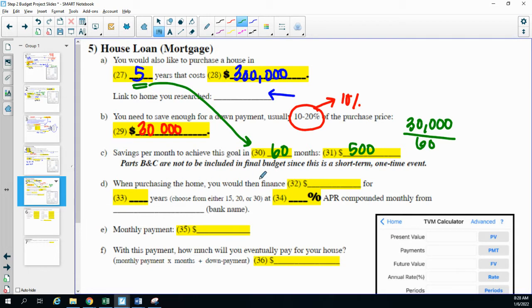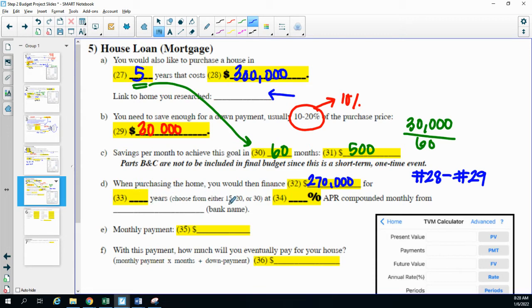So then when you go to actually purchase your home, how much are you going to finance for your loan? This is going to be the cost of your house, which is in number 28, minus your down payment, which is in number 29. So subtract those two values. For my example, I'm getting $270,000 is what I'm going to be taking out a loan for.